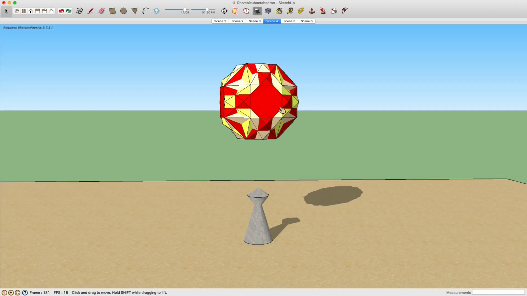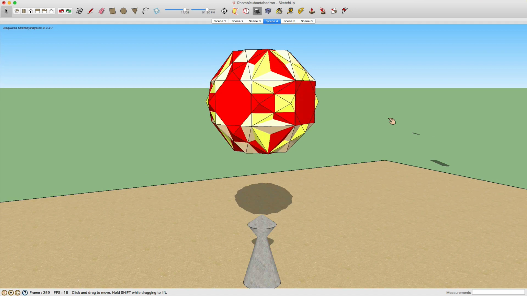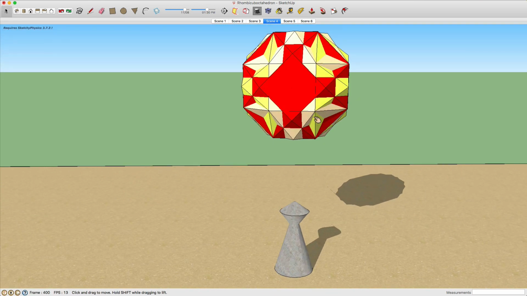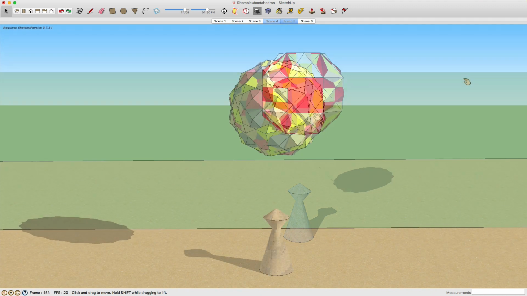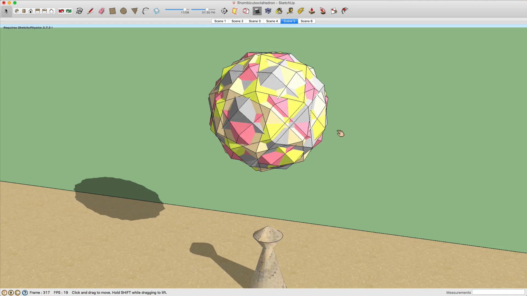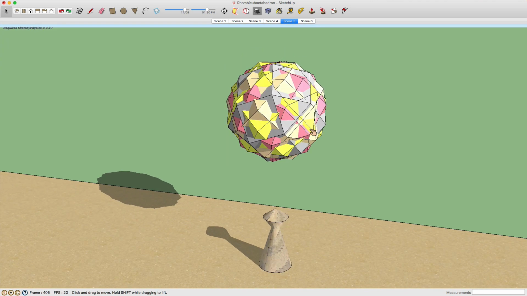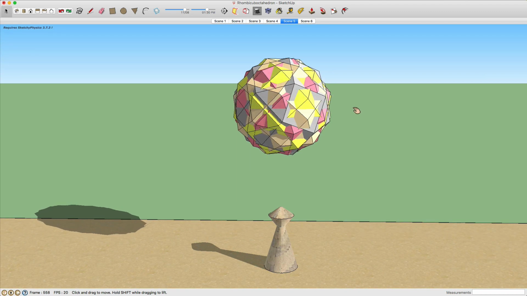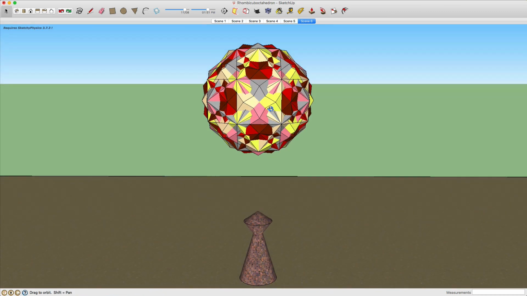And here are the compound forms. From the 4-fold, the 3-fold, and last but not least, the 2-fold.